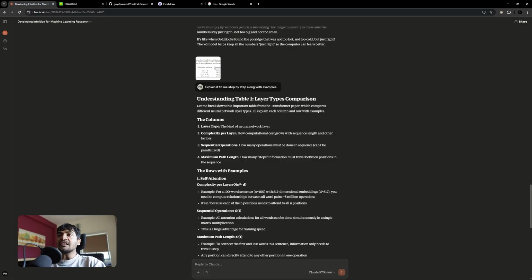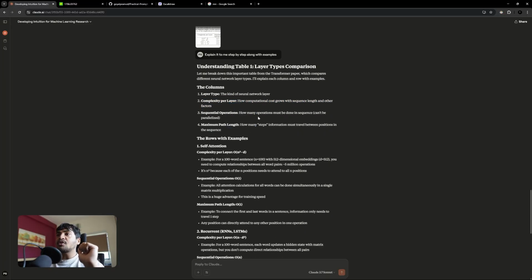So the columns: you have layer type, the kind of neural network layer; complexity per layer, like how complex each layer is, not exactly complex in the terms that we understand, but complexity in big O notation, how computational cost grows with sequence length and other factors. Sequential operations: how many operations must be done in sequence and can't be parallelized. As we talked about, RNNs must go in sequence one after the other. Maximum path length talks about how many steps information must travel between positions in the sequence.